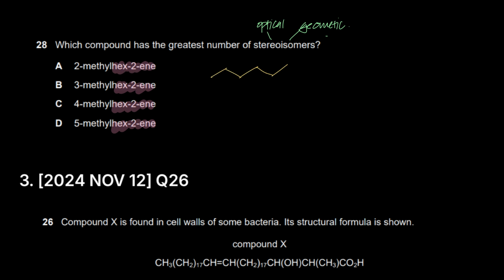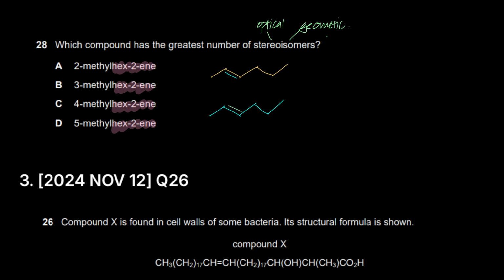Hex means 6 carbons, and 2-ene means that the double bond must be between the second and the third carbon. So in all these cases the double bond is between the second and the third carbon right here. So again, 2, 3, 4, 5, 6. Sorry for my pathetic drawing. 2, 3, 4, 5, 6, and the double bond is right here between the second and the third carbon.